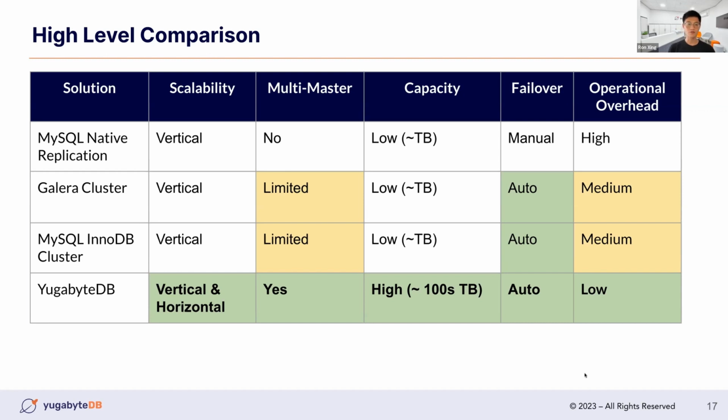But on the other side, YugabyteDB supports horizontal scalability. So you can have a cluster with hundreds of nodes, and you can easily scale out to hundreds of terabytes, right?